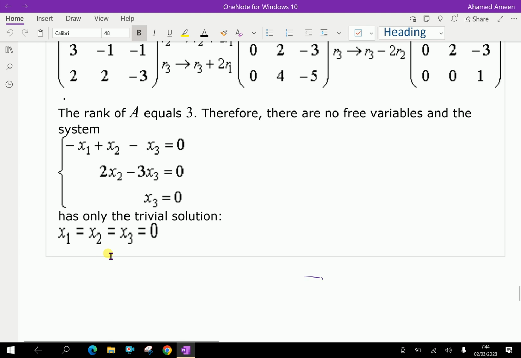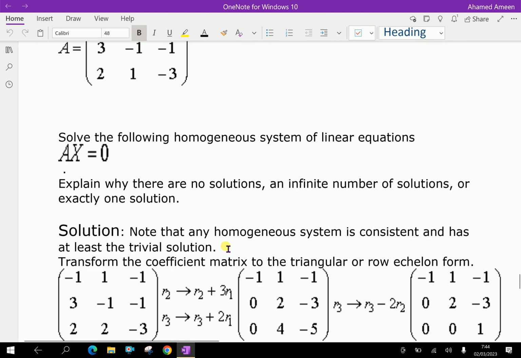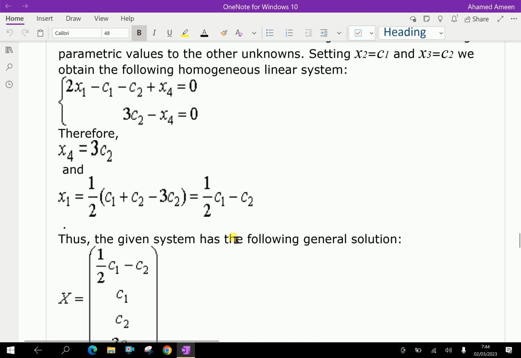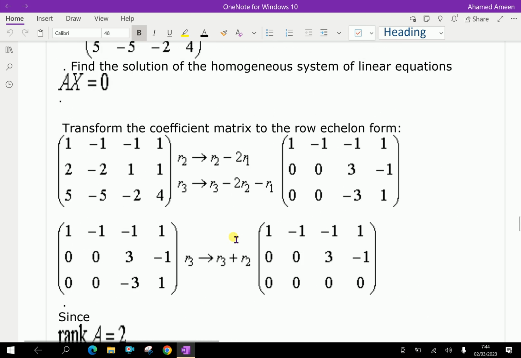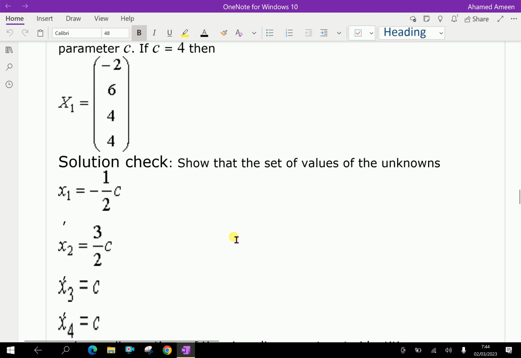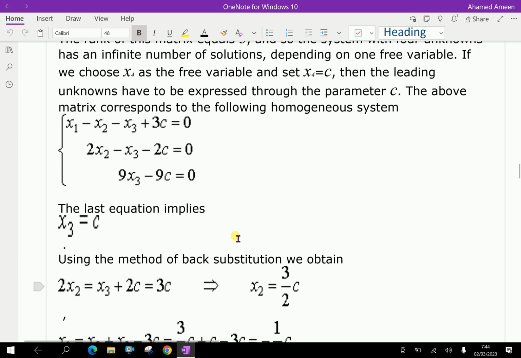So x1 equals x2 plus x3 equals 0. So far we have done example problems regarding solving simultaneous linear equations, systems of linear equations, by using the matrix method with rank.